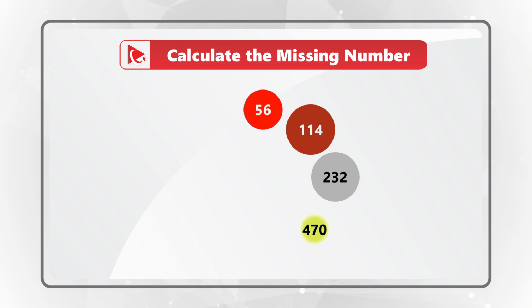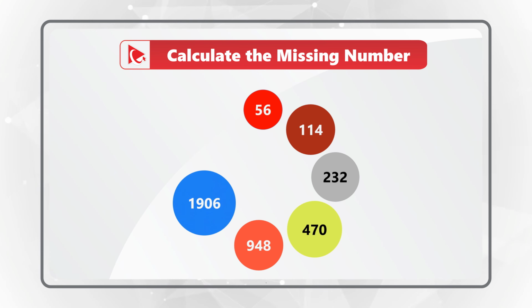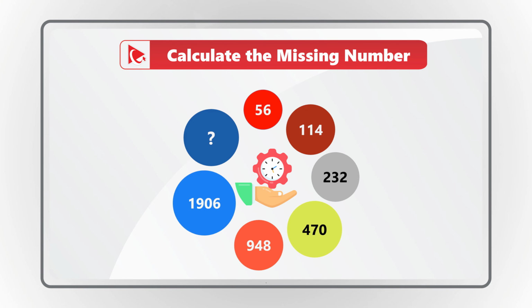Then circle with the number 470. Then circle with the number 948. Then follows the circle with the number 1906. And then comes the circle with the missing number. Do you see the answer? Give yourself a little bit of time to see if you can come up with the solution.